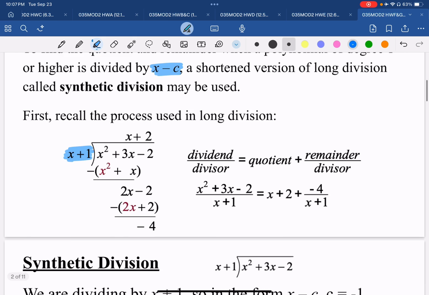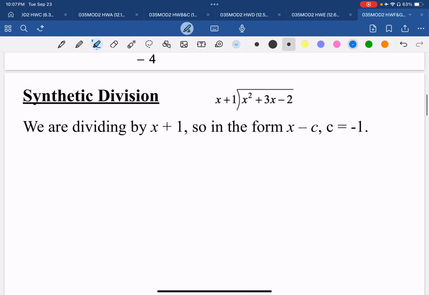Let's look at what happens here and how synthetic division works. If we're dividing by x plus 1, we need to think of that in the form x minus c. What that means is that c is negative 1, because if I was trying to solve for x, x would equal negative 1. And so that's where we're going to get that c from.